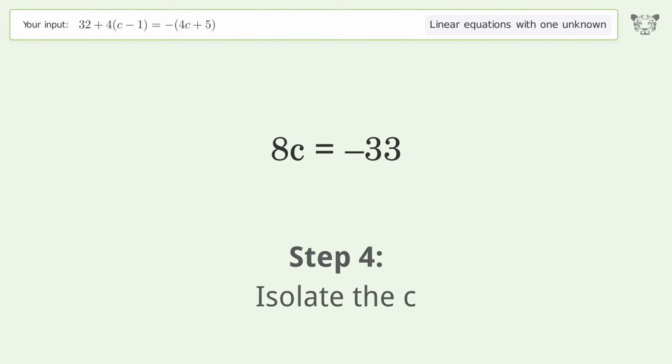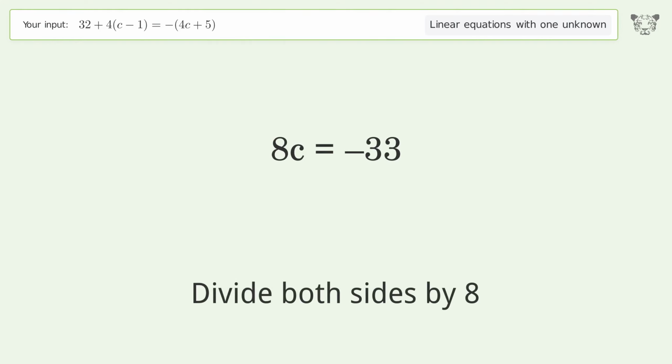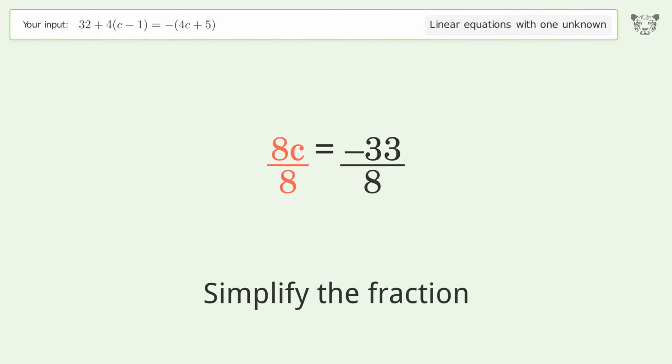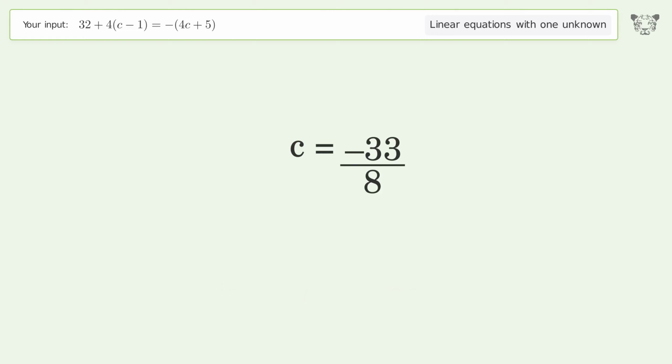Isolate the c. Divide both sides by 8. Simplify the fraction. And so the final result is c equals -33/8.